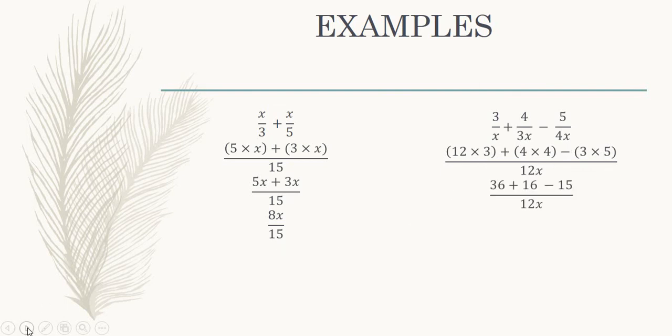And then we're going to carry out the multiplication now. So 12 times 3, that's going to give us 36. Put back our plus sign. 4 times 4, that's going to give us 16. And then put back our subtraction sign. And 3 times 5, that's going to be 15. Here now, what we're going to do is to just combine the terms. So a positive 16 minus 15, that gives us a positive 1. And we put back our 36. And then 36 plus 1, that's going to be 37 over 12x. Alright?